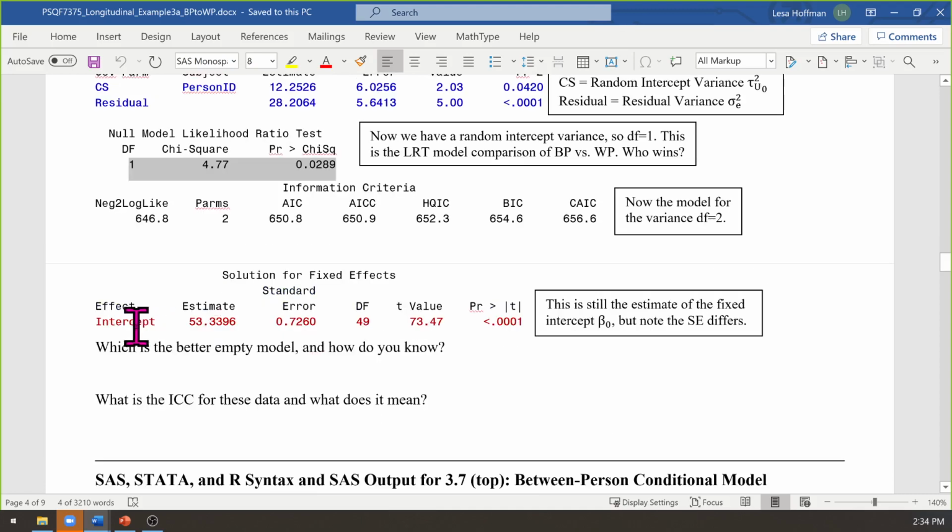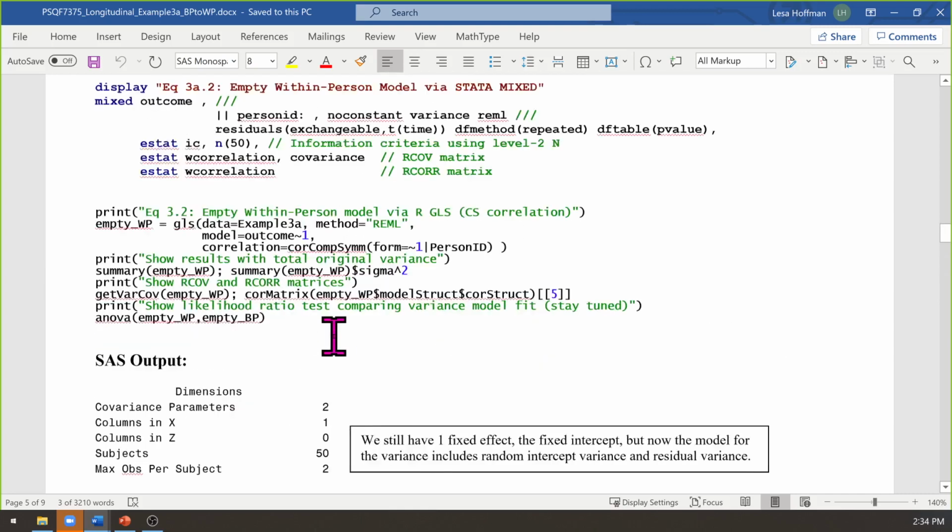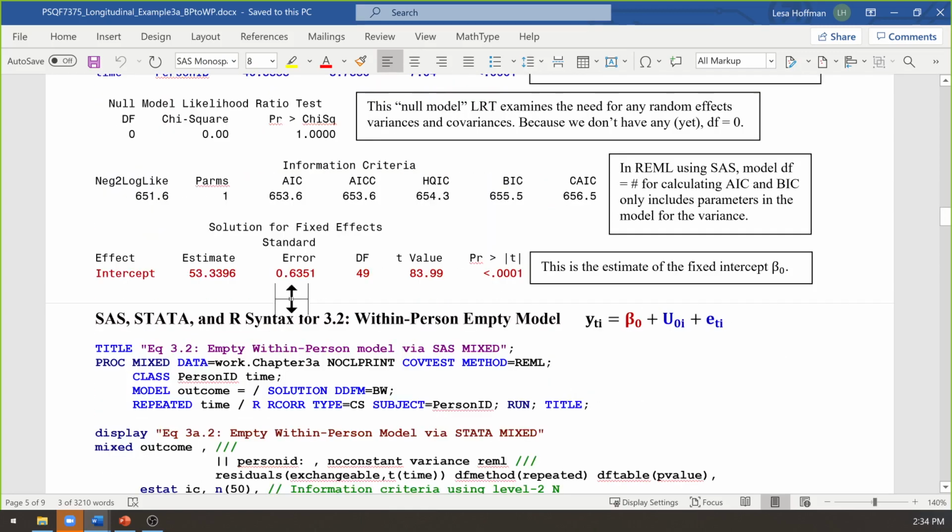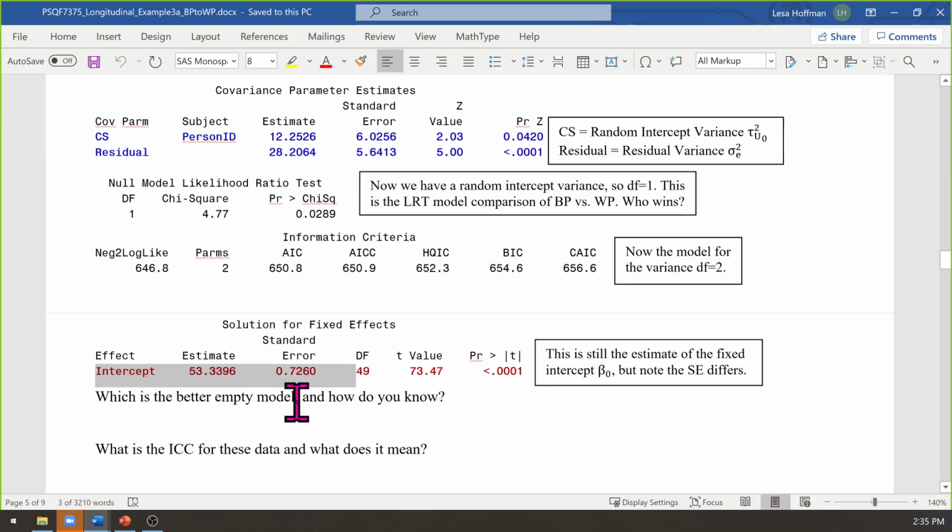And we have the same fixed intercept of 53 as before because we have not changed the model for the means. But the standard error has changed. The standard error for our mean used to be 0.63, and now it's 0.73. That's because previously we were thinking of this as 100 independent observations. Now we're thinking of it as 50 observations of 2 occasions each. So that dependency reduces the amount of information that we have. It makes the standard error higher.